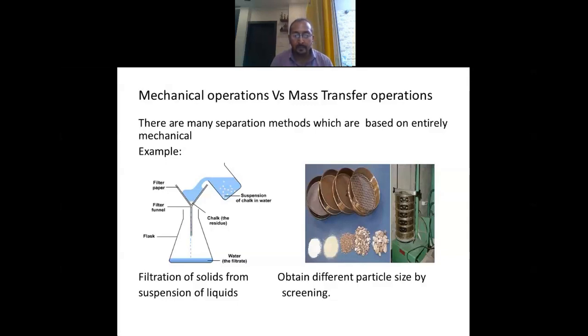Like obtaining different particle size fractions by screening. So we separate particles of solids into fractions of different particle size by screening. Or the separation of particles of ground solid according to their densities. So these separations are entirely mechanical.